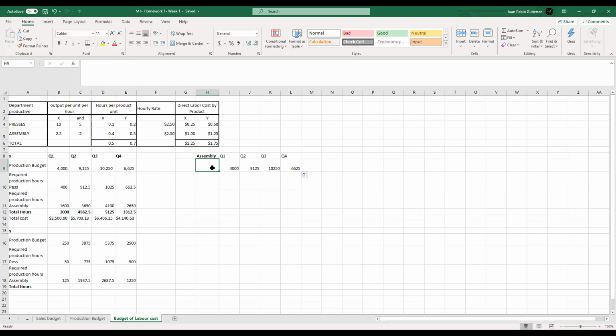Exactly, because I need my assembly budget, because I hire people to assemble and press the products, not to X and Y product. Okay. Profe, can I share my screen to see if it's right? It's actually pretty easy.